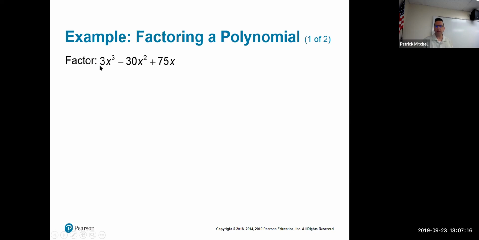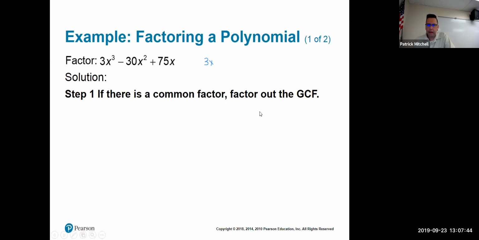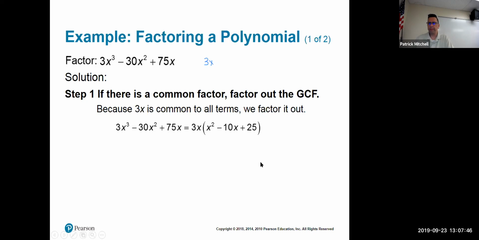I can think of a number that divides into 3, 30, and 75, right? You can take a 3 out of all three of those numbers. And because all three terms have x's in them, you have x to the third, x squared, and x. You can take out an x. So the very first thing I'm going to do with this is factor out a 3x. So after I factor out the 3x, I am left with 3x times x squared minus 10x plus 25.